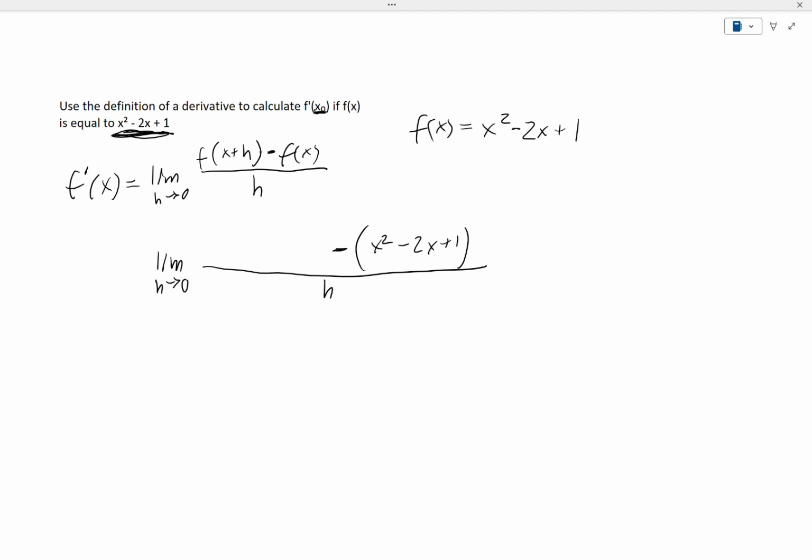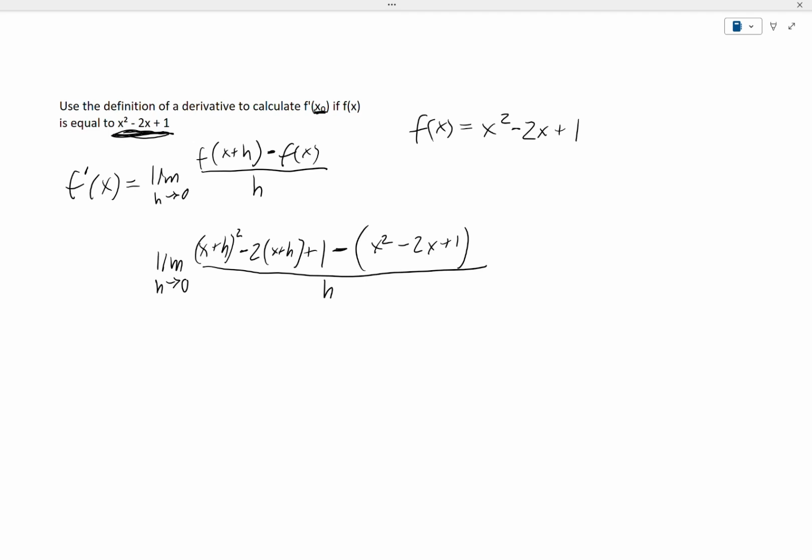Okay, now for the beginning part here, f of x plus h. In other words, I'm using f of x, but I'm putting x plus h in for every single x in here. Okay, so that becomes x plus h squared minus 2 times x plus h, and just a plus 1 on the end.